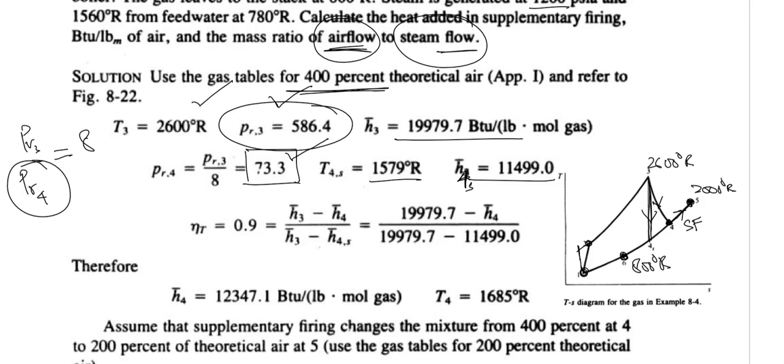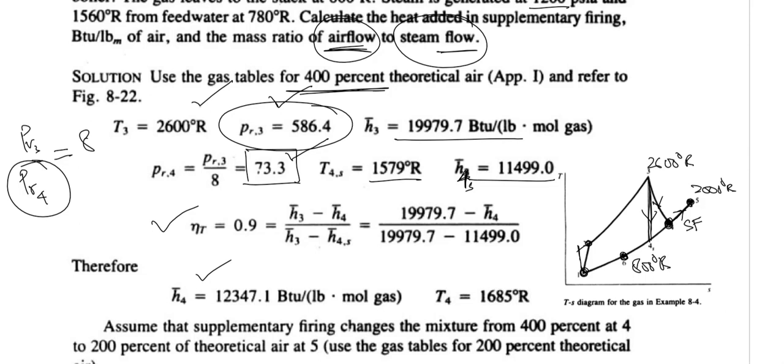Now putting that enthalpy value in this formula, I can find the actual enthalpy at 4, that is H3 minus H4 divided by H3 minus H4s. The enthalpy is 12347.1 BTU per pound mole, and the temperature corresponding to that enthalpy is 1685.